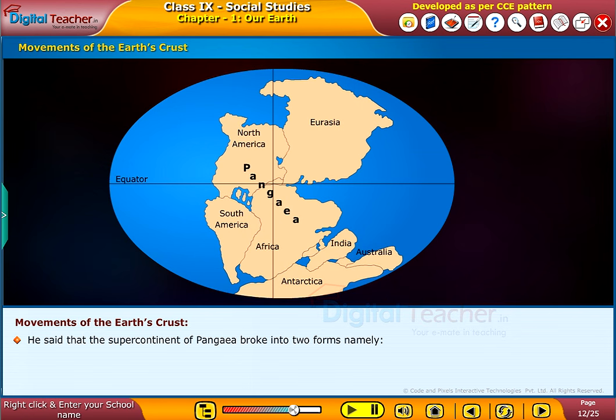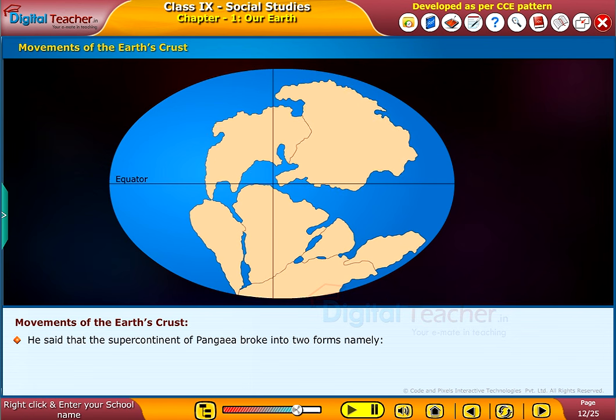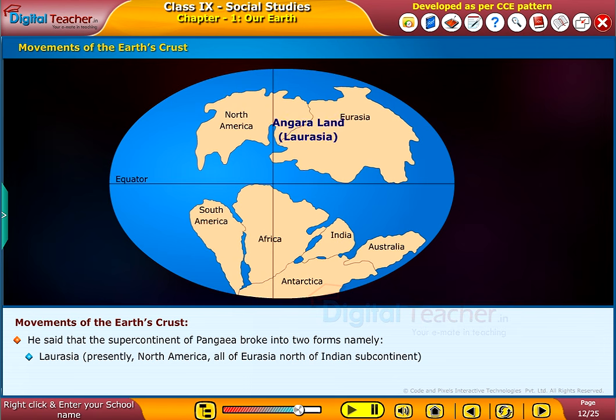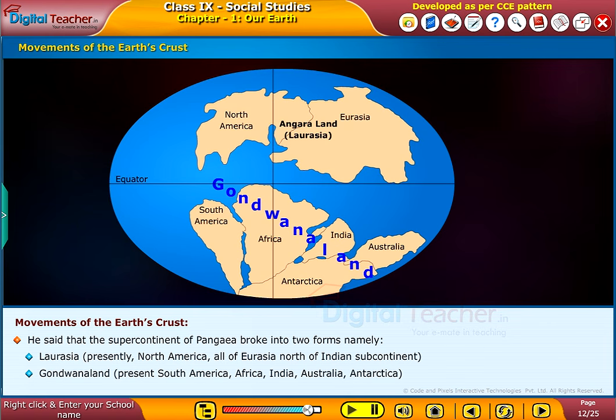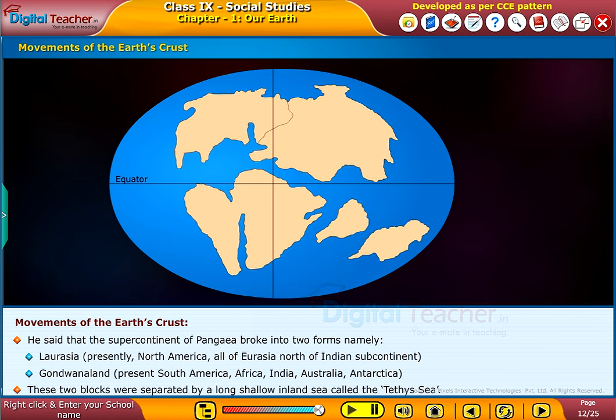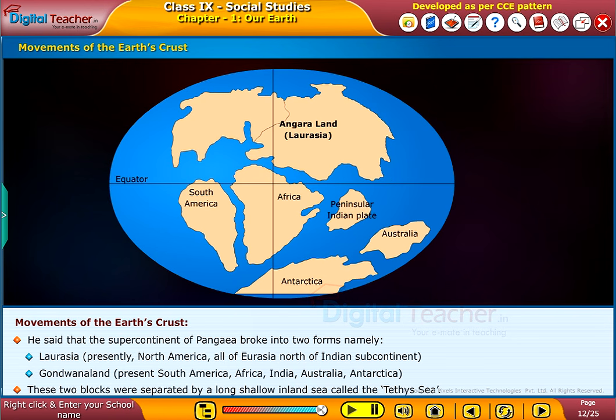He said that the supercontinent of Pangaea broke into two forms, namely Laurasia, presently North America, all of Eurasia, North Indian subcontinent; Gondwana land, present South America, Africa, India, Australia, Antarctica. These two blocks were separated by a long shallow inland sea called the Tethys Sea.